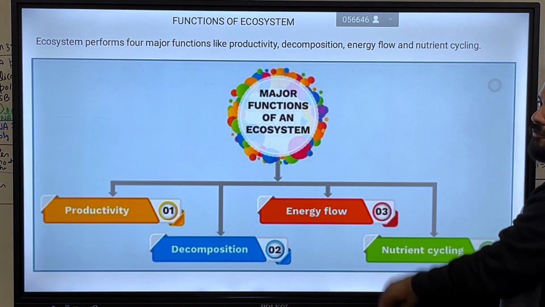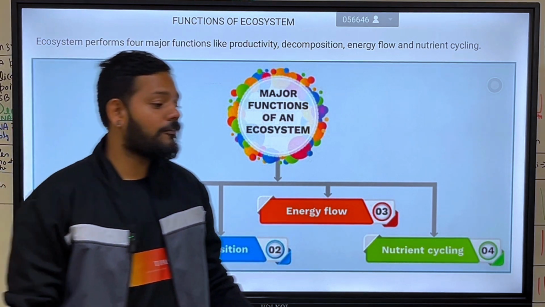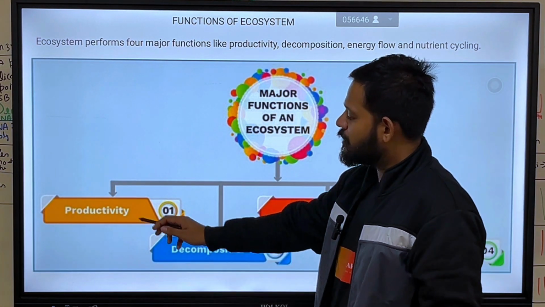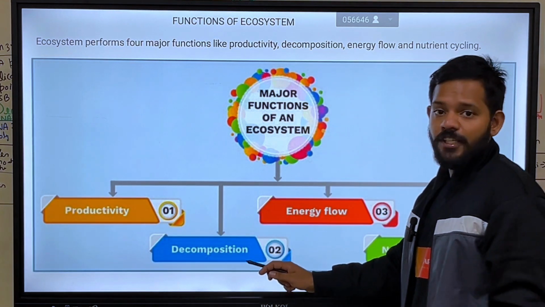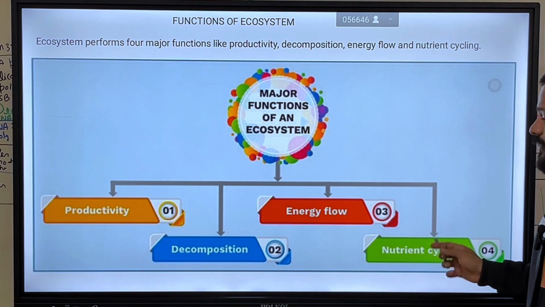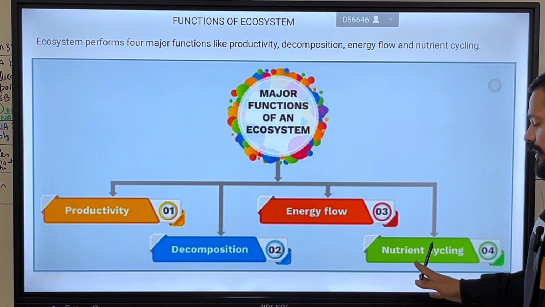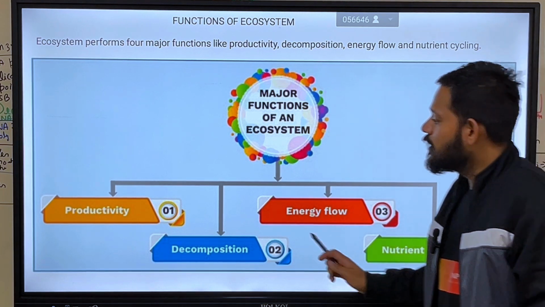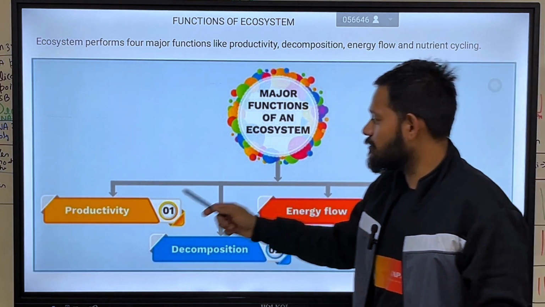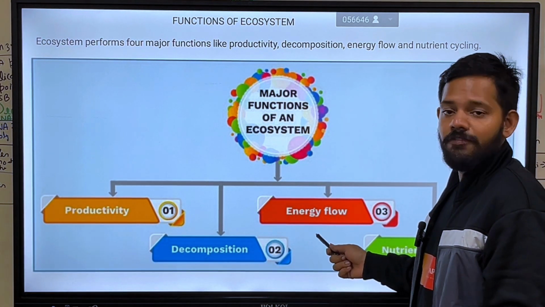Okay, now functions of the ecosystem. First we talked about the structure of the ecosystem. Now what are the functions of an ecosystem? It basically has 4 functions. First is productivity, second is decomposition, third is energy flow, and fourth is nutrient cycling. The nutrient cycle is related to NCERT and we are not going to discuss it because it is not coming in NEET also. So we have to basically discuss 3 functions of the ecosystem: first is productivity, second is decomposition, and third is energy flow.